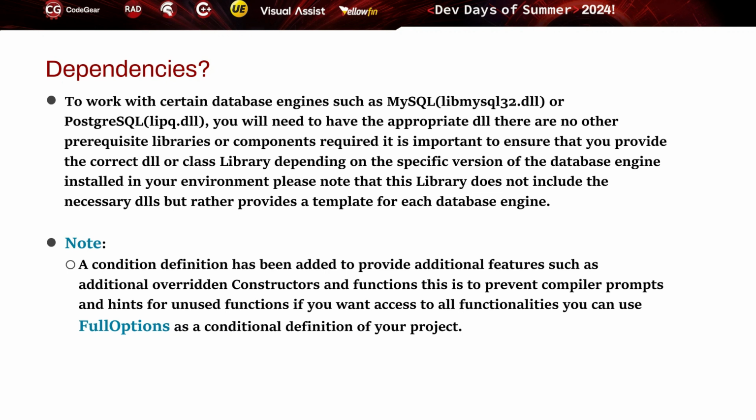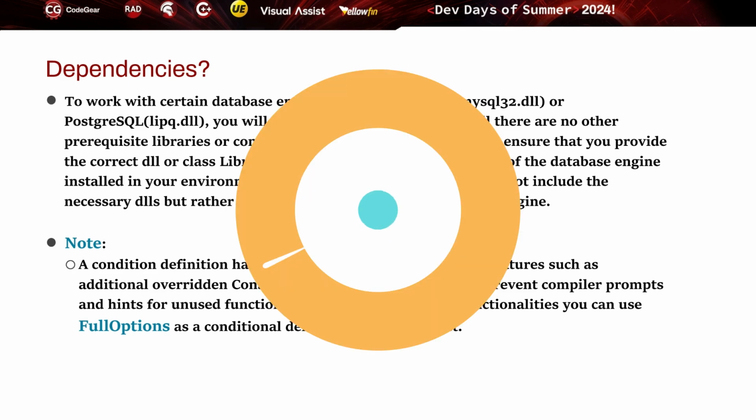Please note that this library does not include the necessary DLLs, but rather provides a template for each database engine. Note: a conditional definition has been added to provide additional features, such as additional overridden constructors and functions. This is to prevent compiler prompts and hints for unused functions. If you want access to all functionalities, you can use full options as a conditional definition of your project.